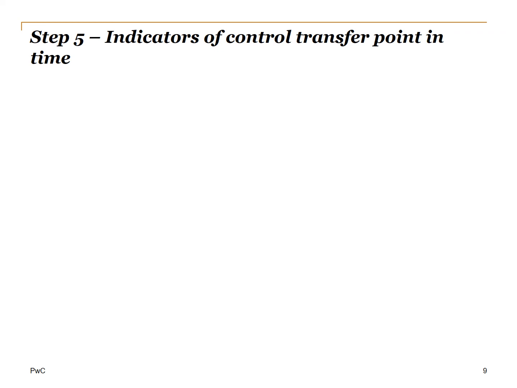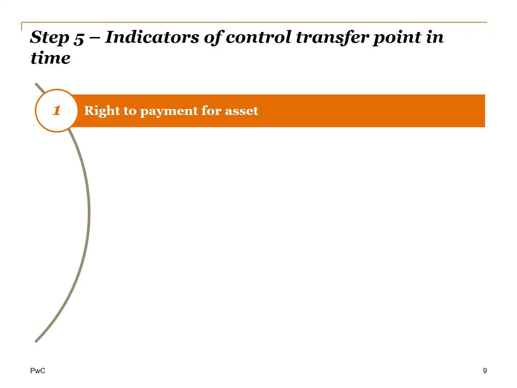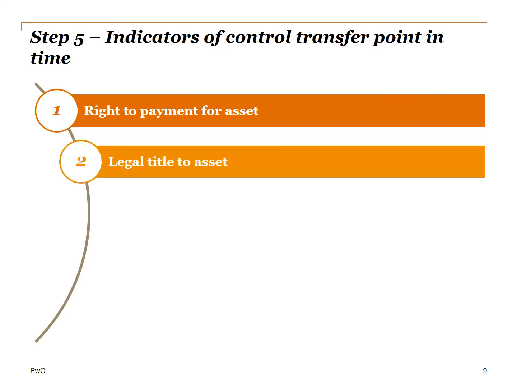IFRS 15 provides 5 indicators that a customer has obtained control of an asset. The entity has a present right to payment. The customer has legal title. A party that has legal title is typically the party that can direct the use of and receive the benefits from an asset. The benefits of holding legal title include the ability to sell an asset, exchange it for another good or service, or use it to secure or settle debt, which indicates that the holder has control.